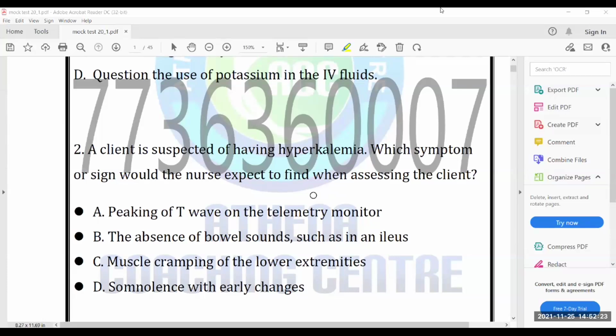And what are the signs and symptoms of hypernatremia? Hypernatremia almost causes the same signs. Besides the other symptoms, there will be extreme thirst. You can write the signs and symptoms of hypernatremia: it causes extreme thirst, lethargy, the patient will be irritable, and BP will be high.